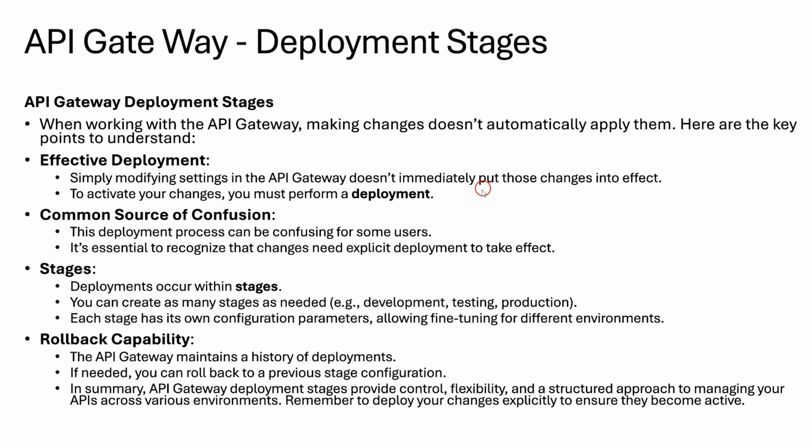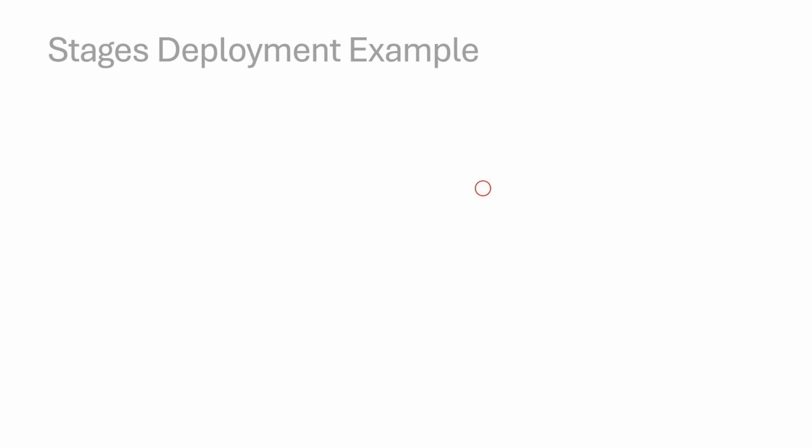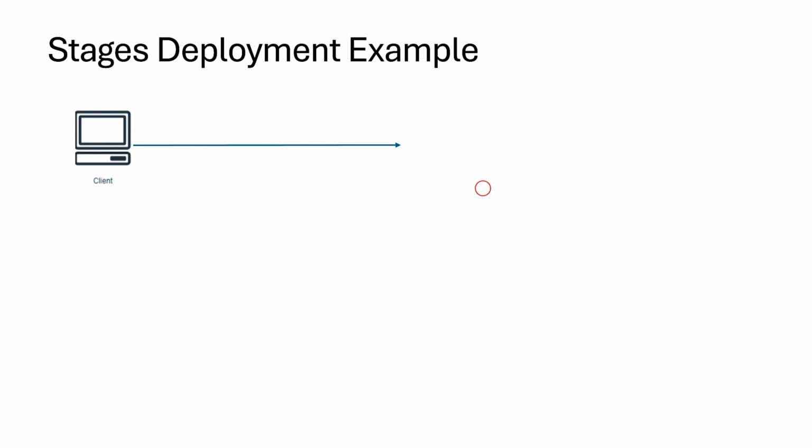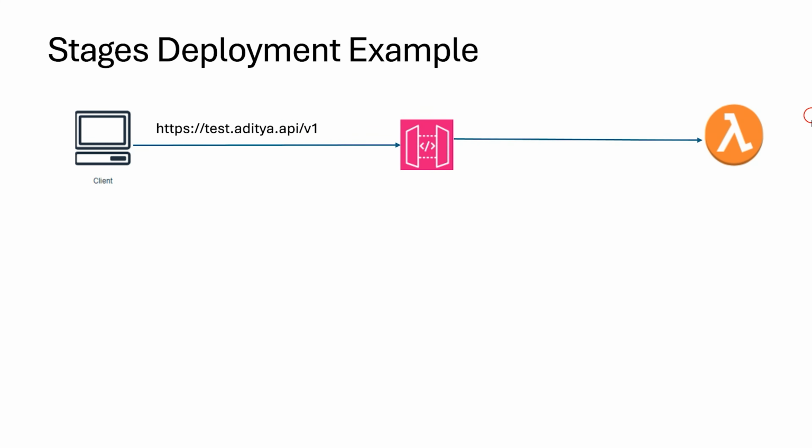Okay, I hope you understand about deployment stages and their importance in API Gateway. Moving on to the next slide, where we have an example. In this example, we have a client interacting with an API by using the API Gateway. This is the endpoint, that is V1. So this client, using the V1 stage API, is able to access the backend Lambda like this.